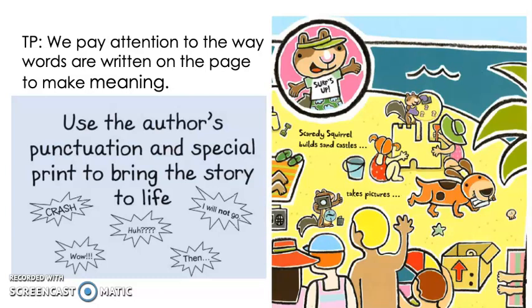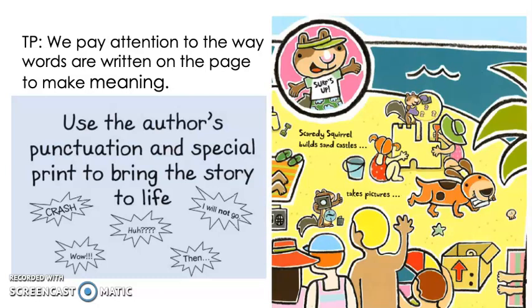In other words, a lot of the punctuation that authors use in their stories is going to help us understand the meaning of the story that the author is writing. So as readers, we're going to use the author's punctuation and special print to bring the story to life. Now, an author can use exclamation marks, question marks. They can use something called an ellipses, which we're actually going to learn about on the next page. They can use all those things to communicate strong feelings and really bring their stories to life.